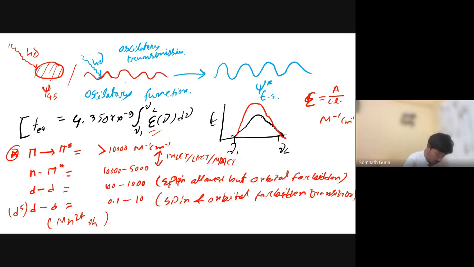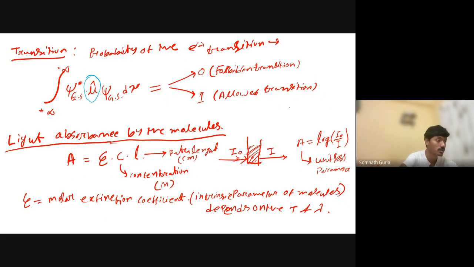Okay, so this is my optical spectroscopy, which is associated with the absorbance of the light by the molecule, and which depends on a relation called the Beer-Lambert law. This is called the Beer-Lambert law.